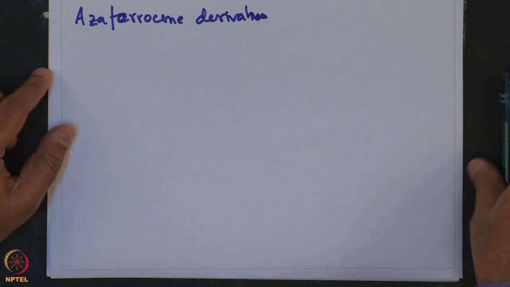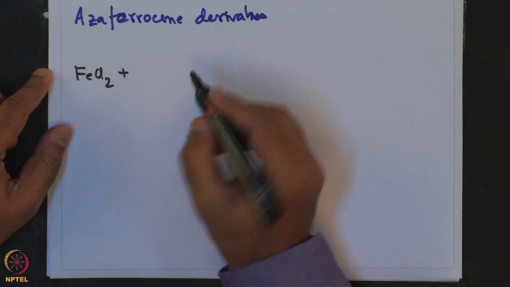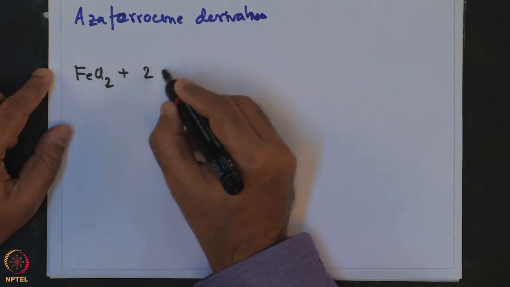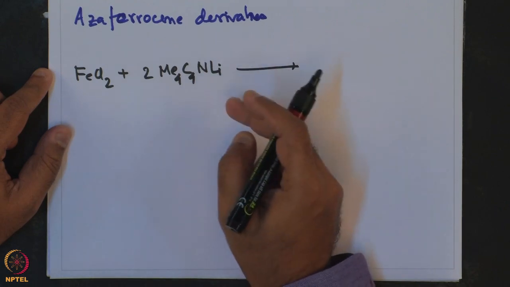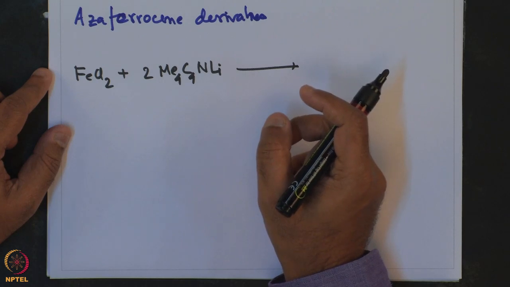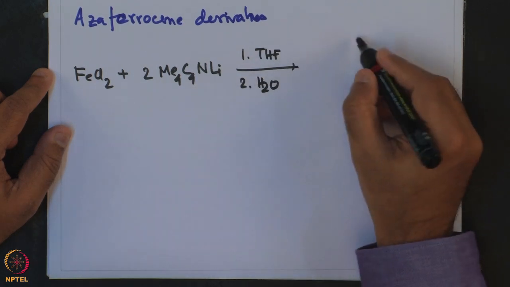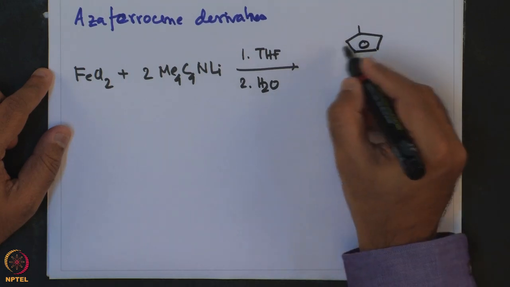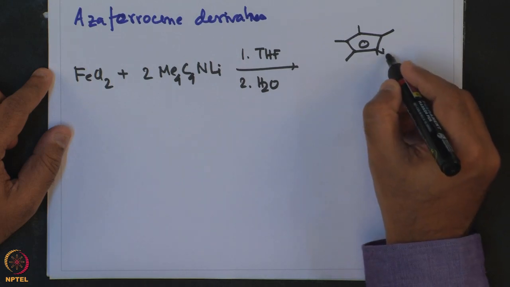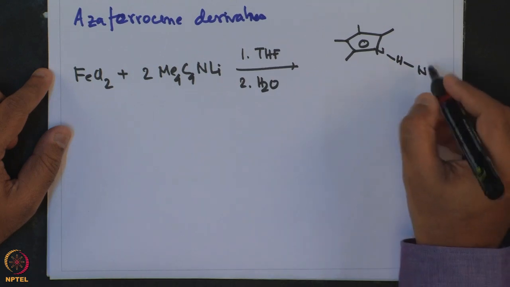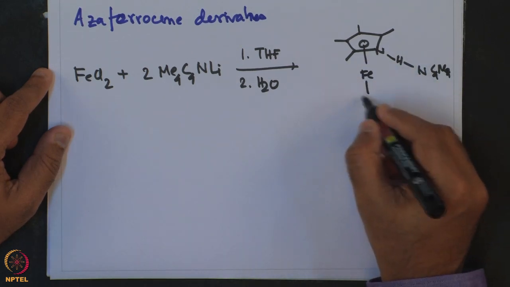And the preparation starts from FeCl2 reacting with the preformed tetramethyl pyrrolyl anion, so 2 equivalents of Me4C4N Li, similar to the tetramethyl thiophene that we had seen in the case of the pi complexes of thiophene, in THF, and then water, giving this tetramethyl N-H C4Me4. So, these are tetramethyl pyrroles.